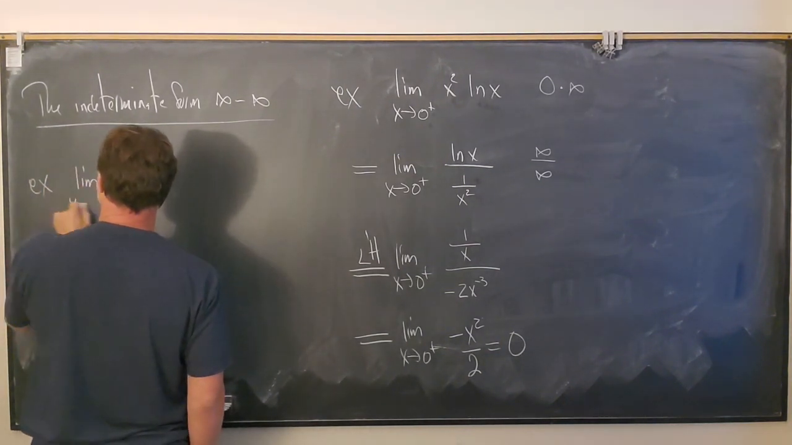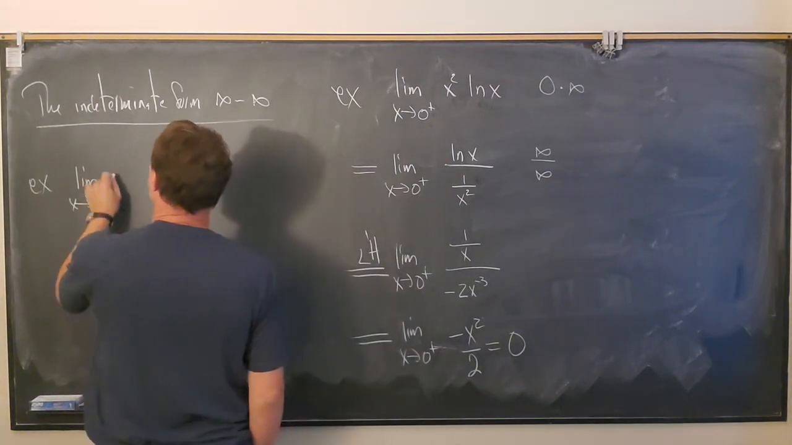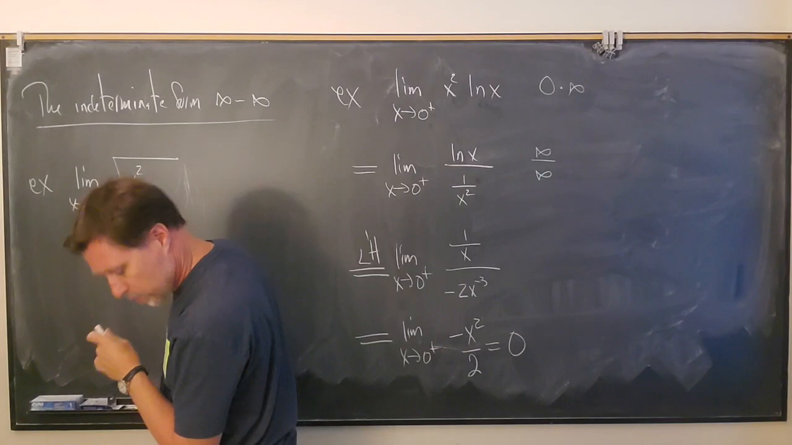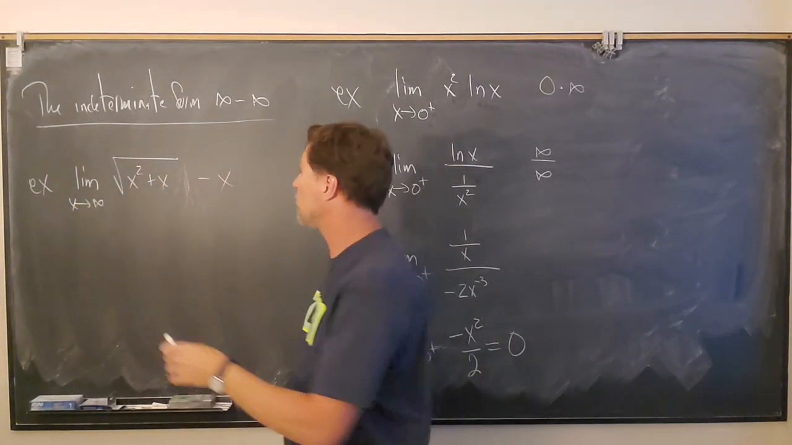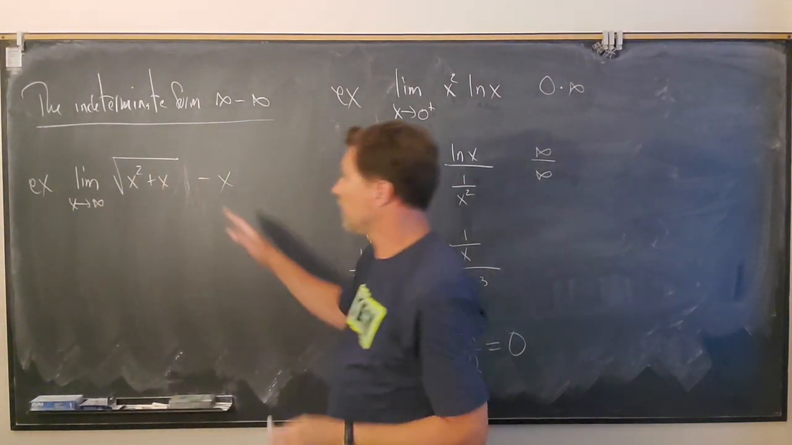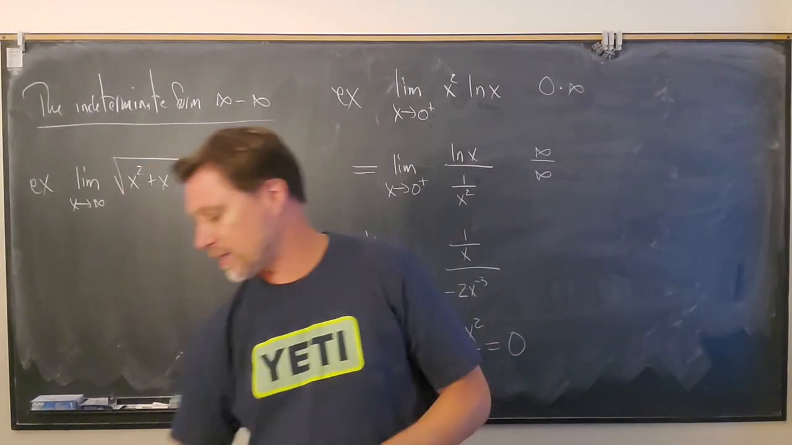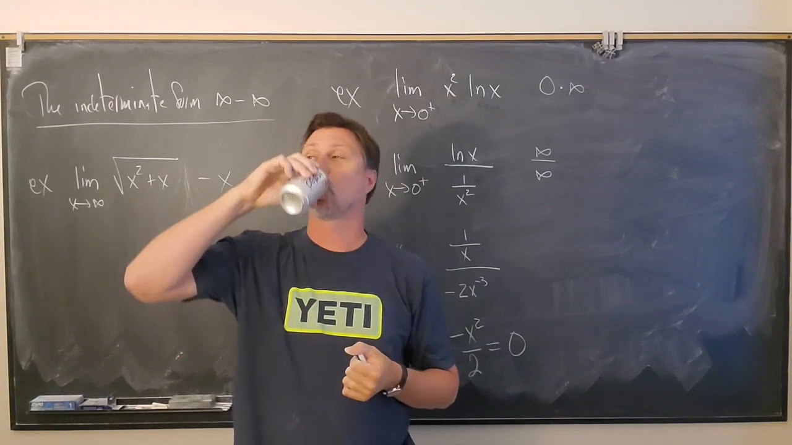The limit as x goes to infinity of the square root of x squared plus x, minus x. As x goes to infinity, this piece is approaching infinity, and this piece is approaching infinity, so we get infinity minus infinity. Infinity minus infinity is not necessarily equal to 0, right? It requires more analysis. It's an indeterminate form.